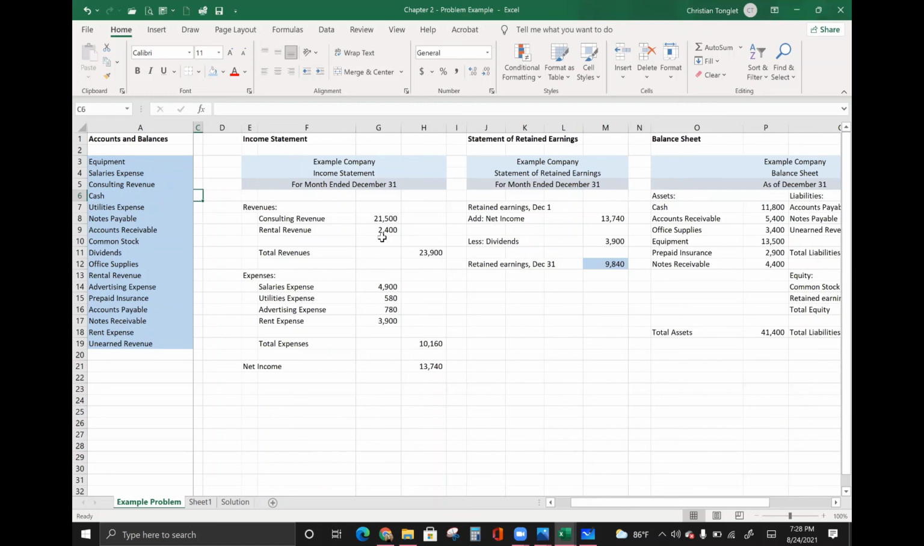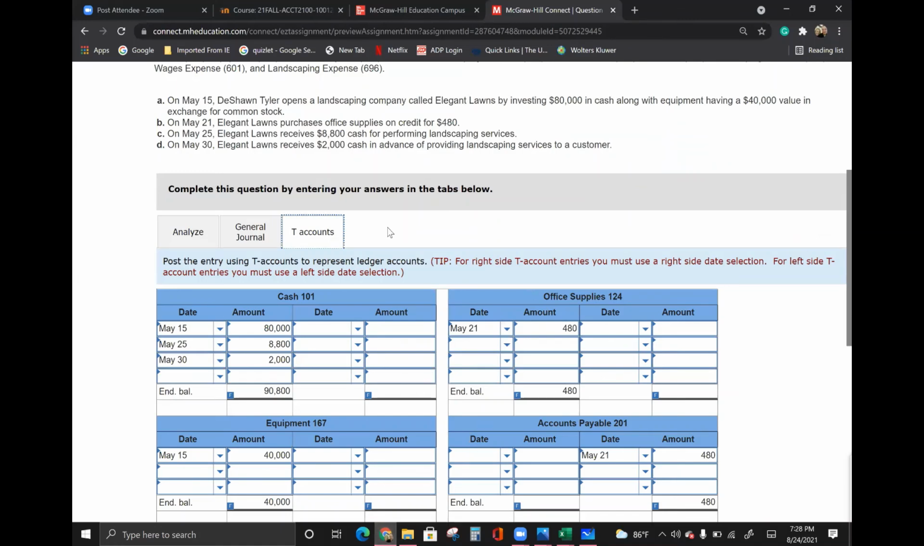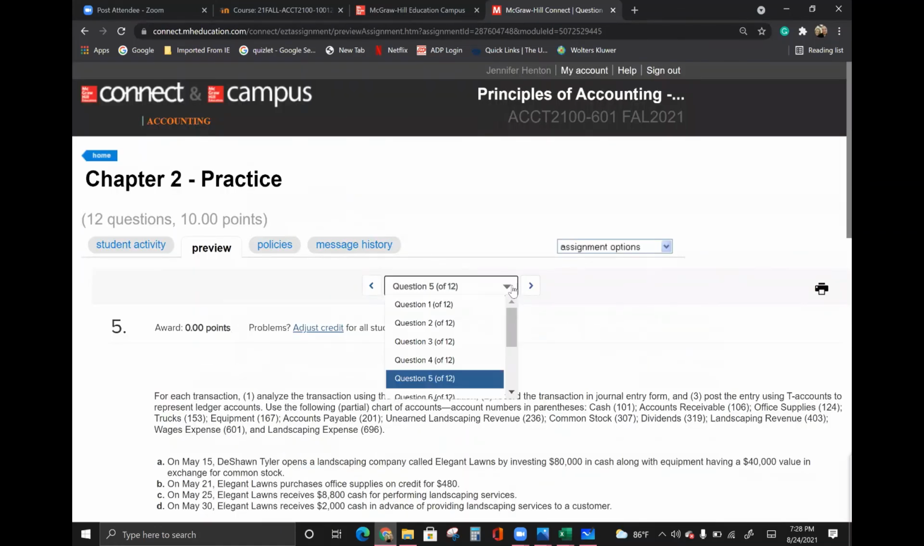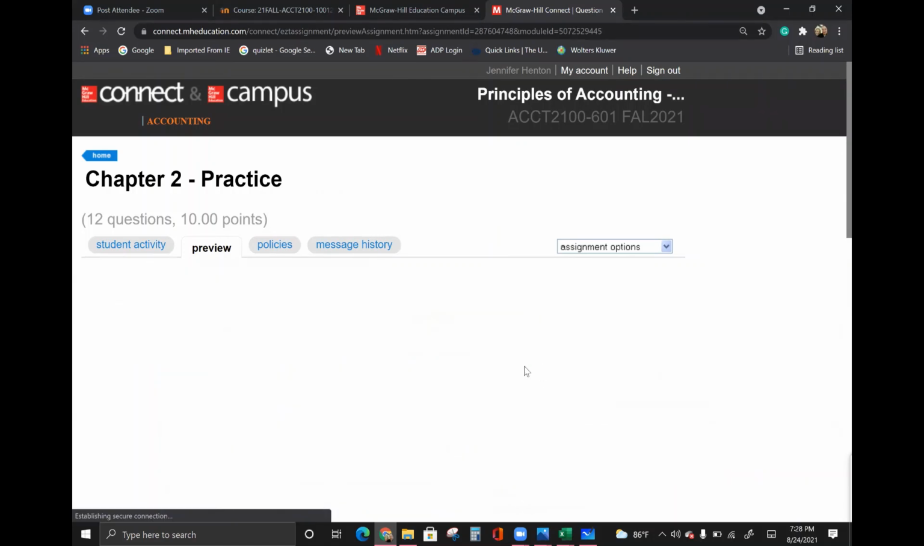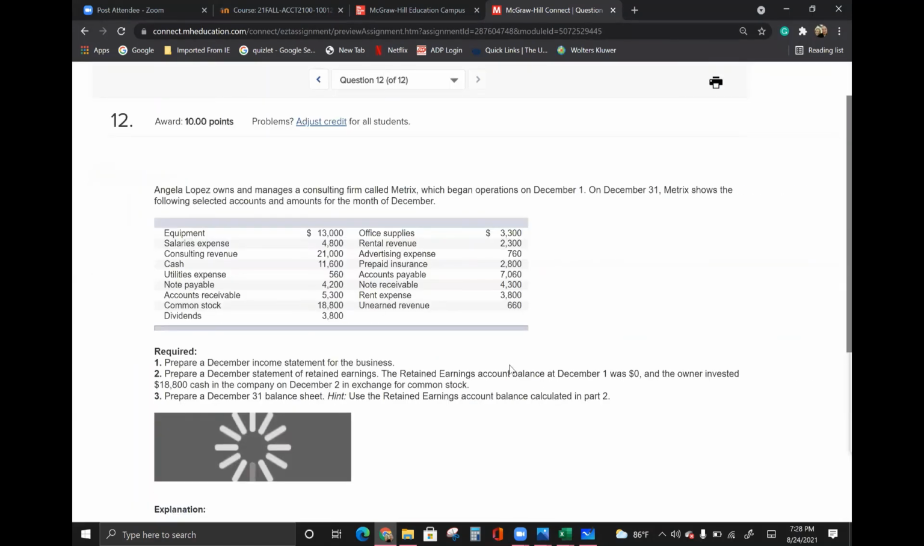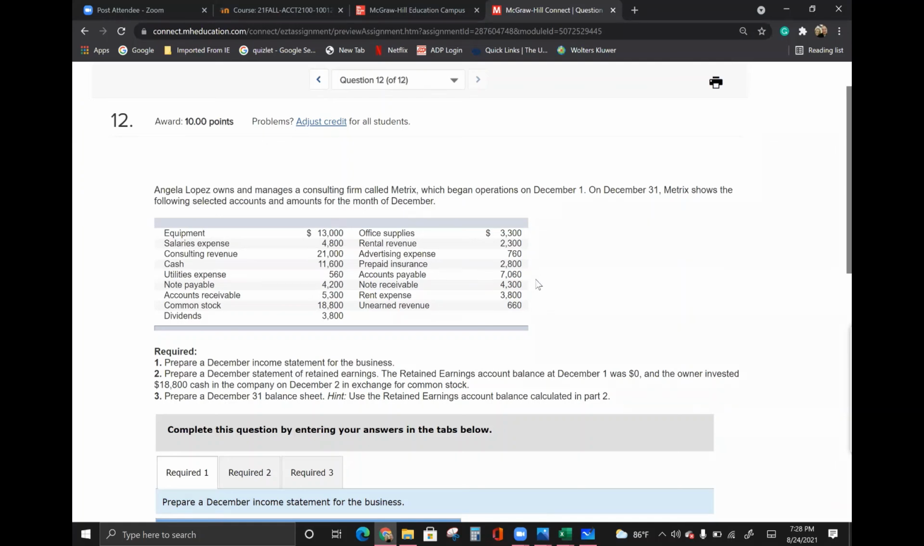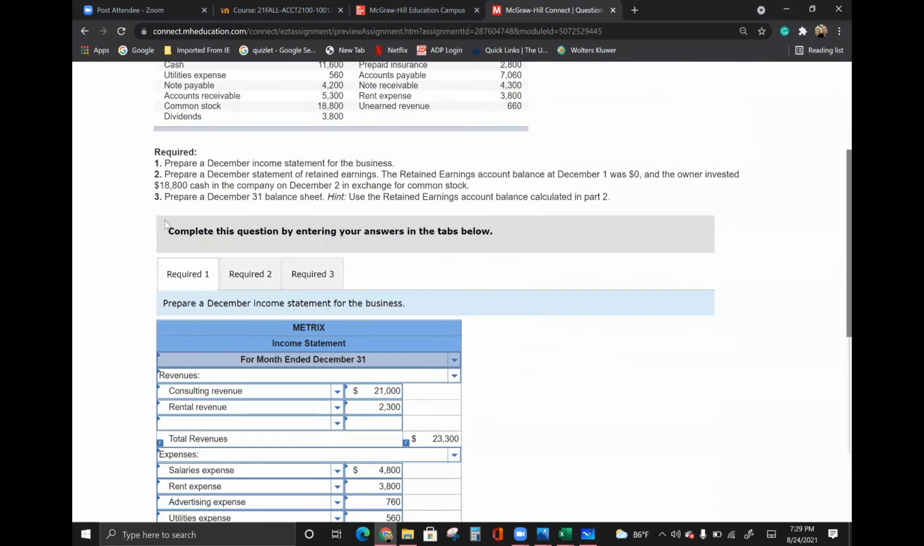So there's the homework problem that does walk through this process. It might be the last one. Number 12, I think, is the problem. Okay, so here's an example that we just went through. It's going to give you your trial balance. It's just a list of accounts with the account balances that are in there.